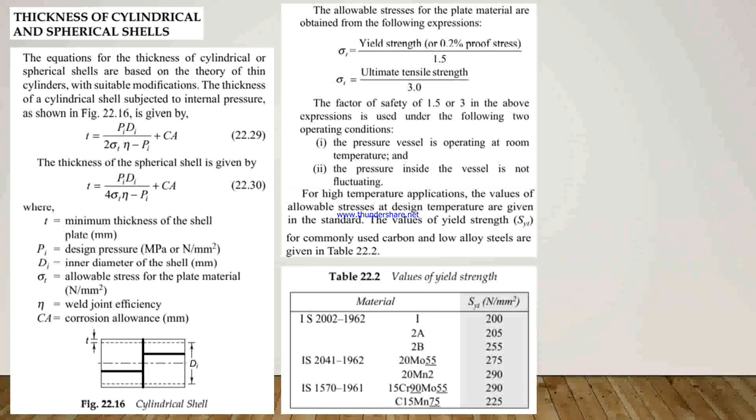Okay, for high temperature applications, the values of allowable stresses at the design temperatures are given in standard format. Here in table 22.2, the values of the yield strength for commonly used carbon and low alloy steels are given in this table. Okay.